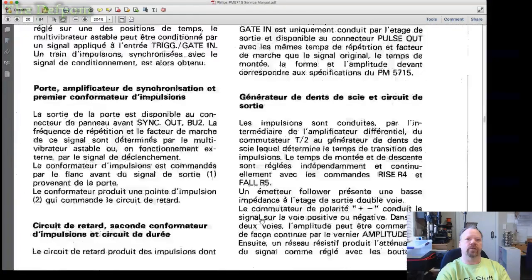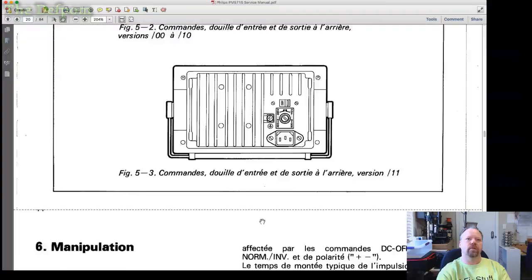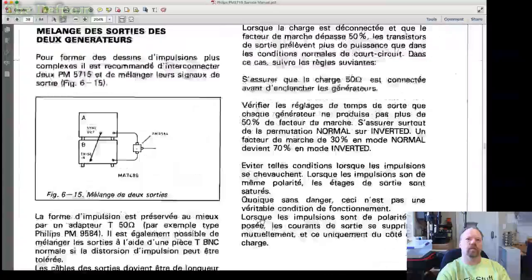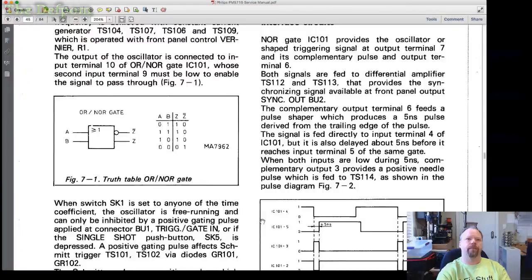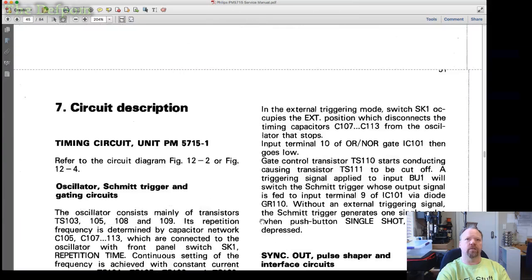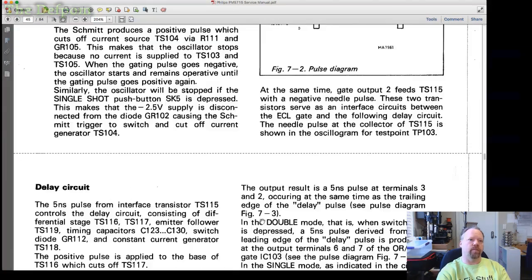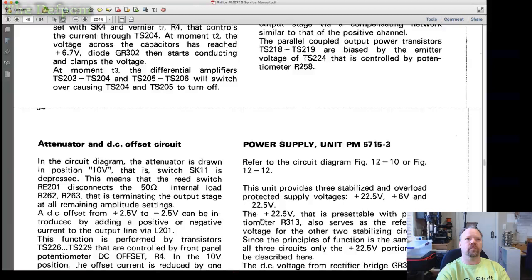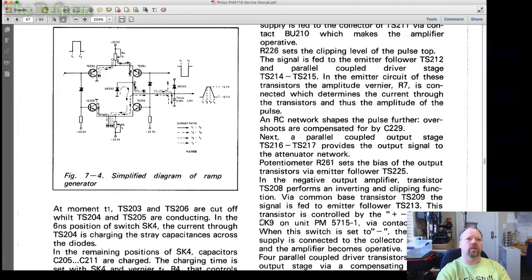So there are different languages in the manual as well, so there's lots of extra stuff in there that I don't need to worry about. Circuit description, which could be handy if it compares. Ramp generator. Now that's part of it which isn't working, or at least it doesn't appear to be working. So this could be something I need to look at more closely.